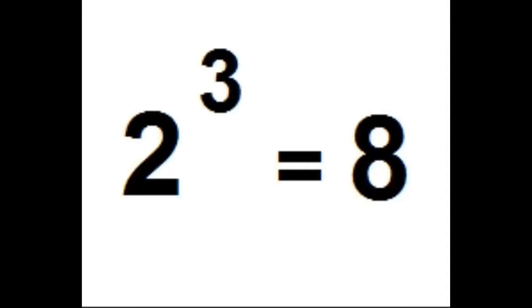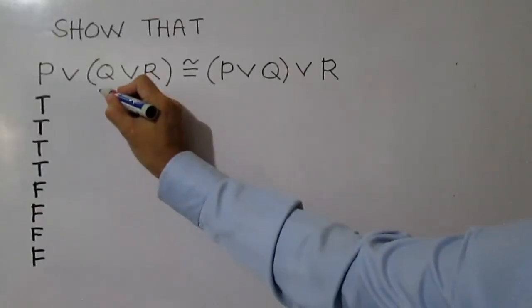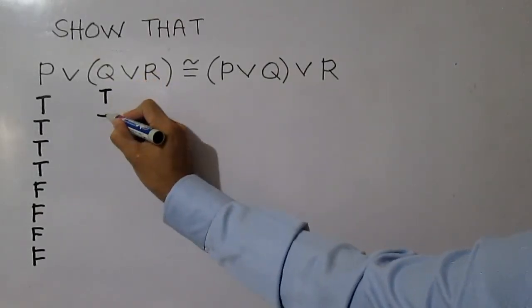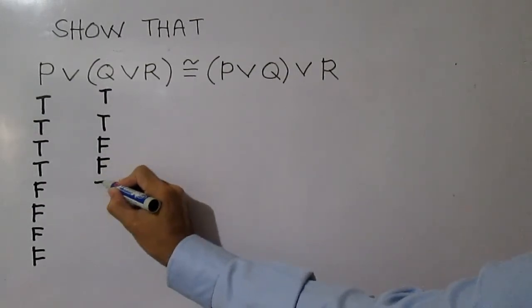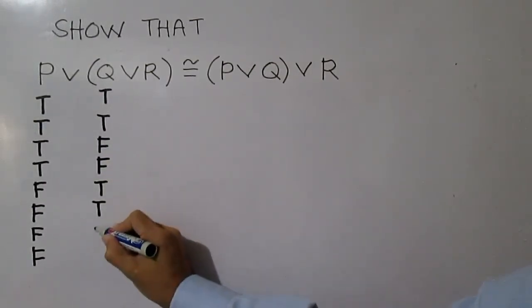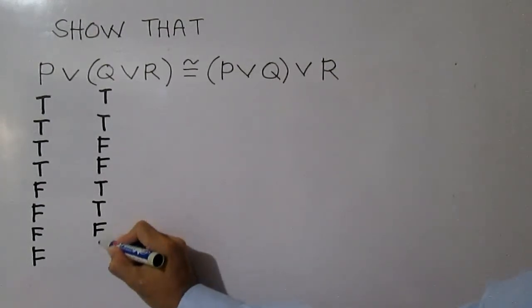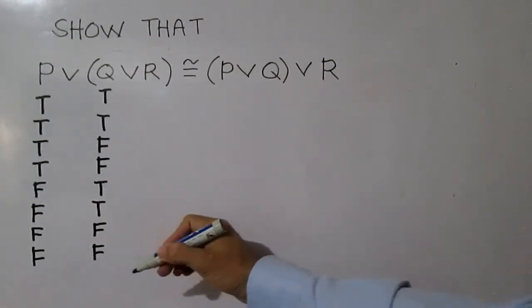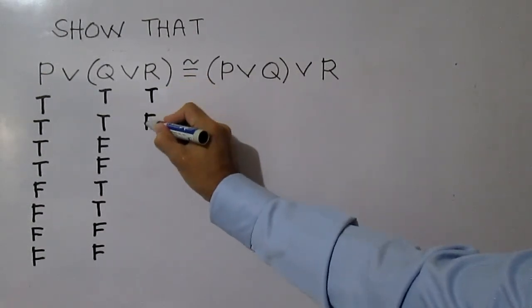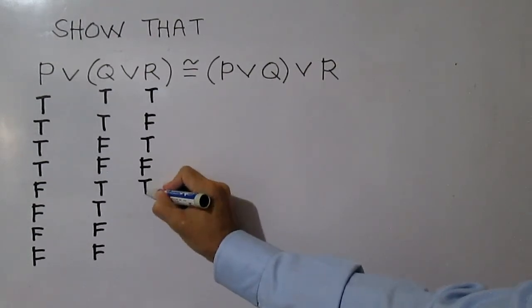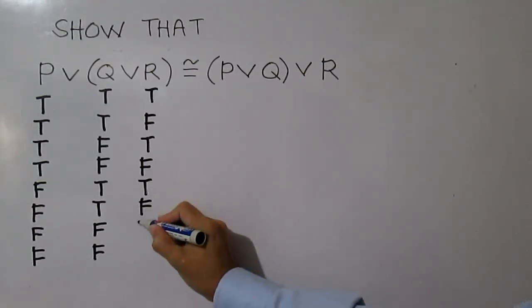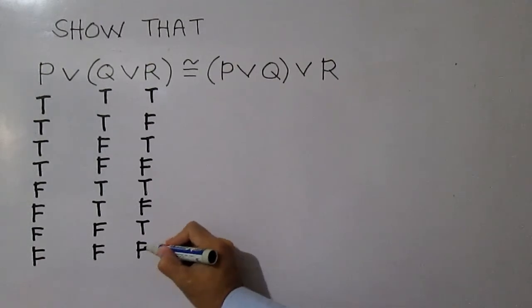Let us write the truth values for P. True, true, true, true, F, F, F, F. For Q we have true, true, false, false, true, true, false, false. For R we have true, false, true, false, true, false, true, false.